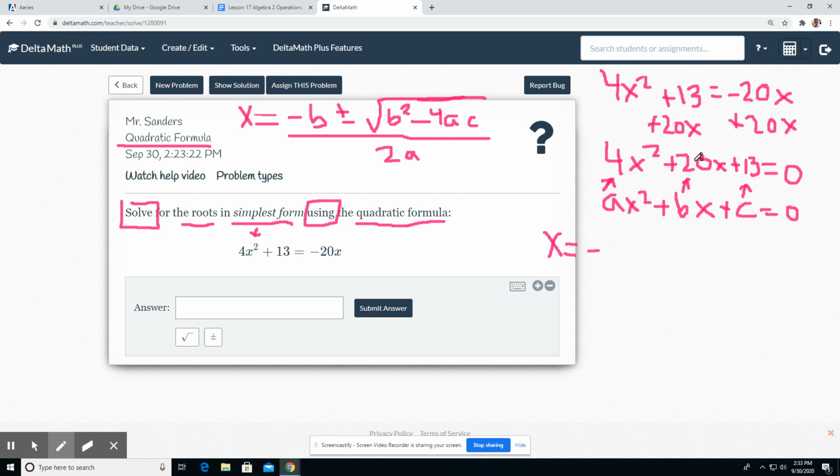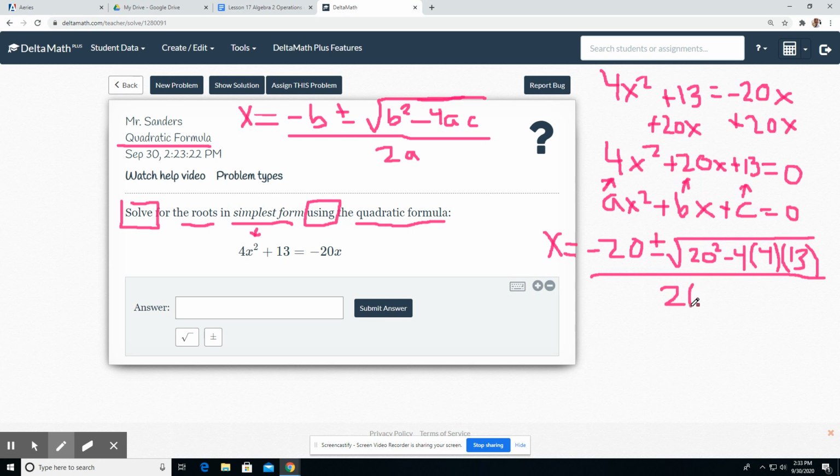Negative b is negative 20, plus or minus the square root of b squared, which is 20 squared. If that were a negative, I would need parentheses there, but it's not, so we're okay. Minus 4 times A, which is 4. That does need to be in parentheses. C is 13. All divided by 2 times A. A is 4 again.